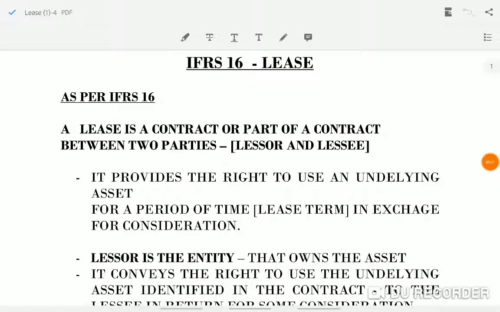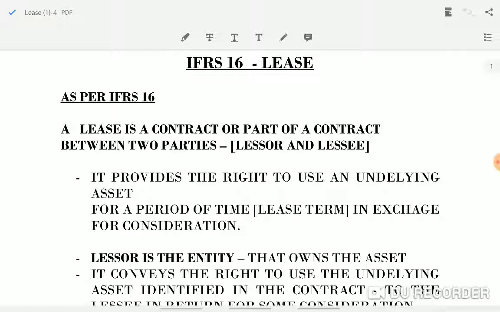IFRS 16 lease. An entity may be in need to use an asset. Assets you can say like machine, equipment or any other asset. They need to use the asset, but at the same time they do not want to purchase it outright. So in that case what they can do is they can enter into a contract with the owner of the asset to make use of that asset for a particular period of time, and in return they can pay some consideration for using the asset. This is usually a lease contract.